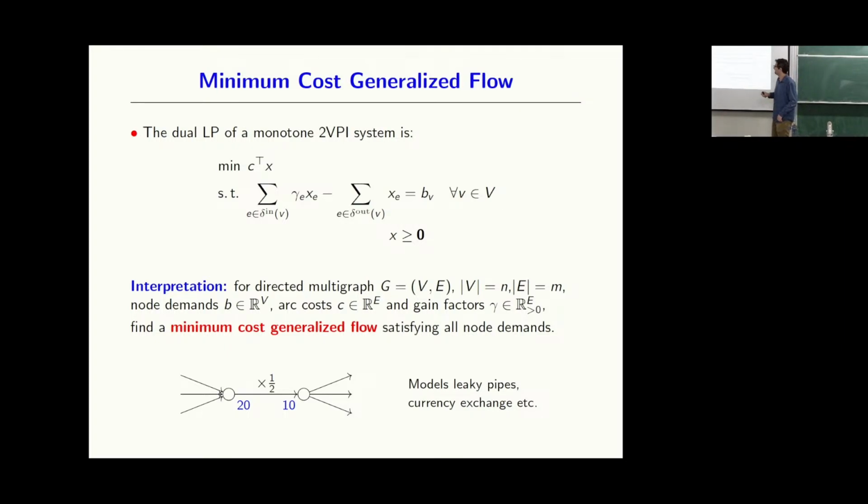Okay? And so these things, they're useful. If the gains are all less than 1, you can think of sending flow on leaky pipes. But you can also think of currency exchange markets, like maybe this is the value in dollars and this is the value in won. And so on and so forth. So you can actually model quite a few things this way.